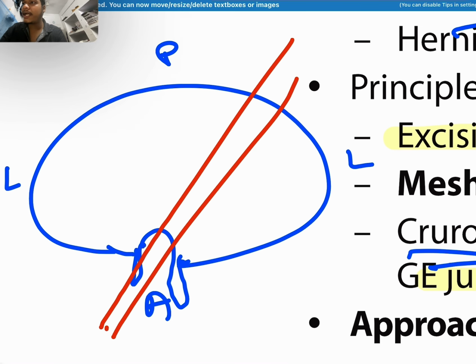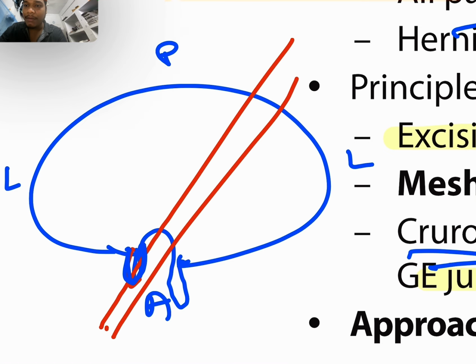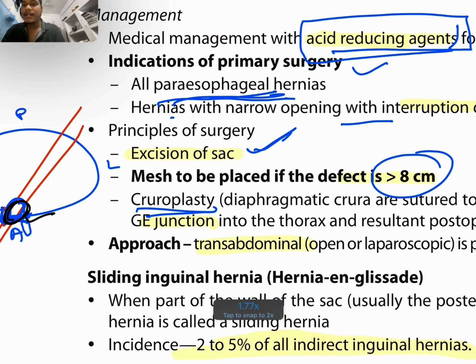What we will do is, from here, we will tie the above two crura such that this part will be fixed inside, so that the GE junction will not move and is fixed here. Okay, that will be done.